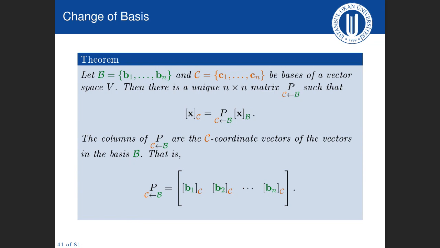And the theorem tells us how to find this matrix P. The columns are just the C-coordinate vectors of the vectors in the basis B. So in other words, P, arrow from B to C, or if you prefer, arrow C from B, is the matrix where the first column is the coordinates of B1 relative to C, the second column is the coordinates of B2 relative to C, etc.